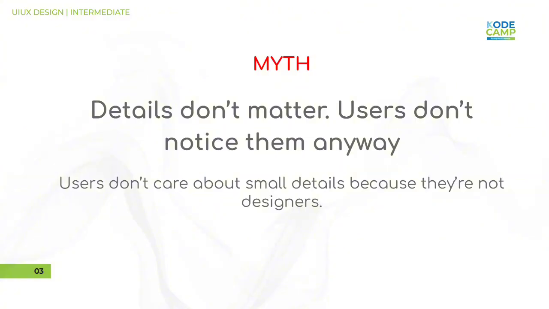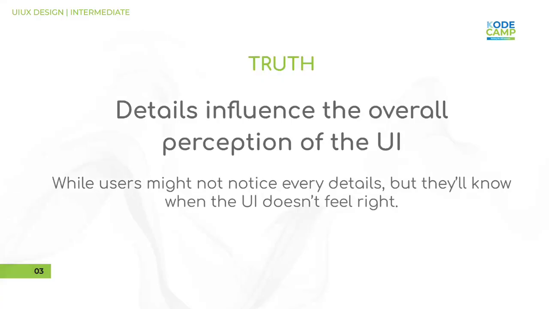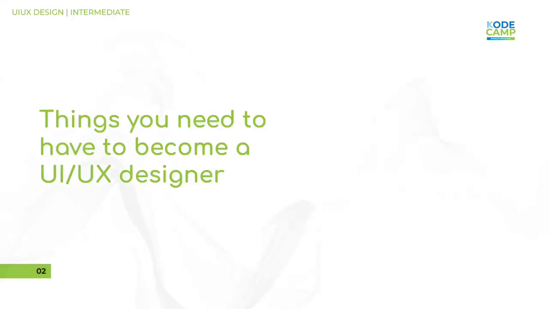So we say detail doesn't matter, users don't notice them. Well, at the same time, you're forgetting that some users of your products are also designers. So they see it. Details influence the overall perception of the UI. Users might not notice it, but they will know that this UI does not feel right. How will you log in? The log in button will be on top, the input text will be down. So what does that actually do? Users will always know that that is not right.